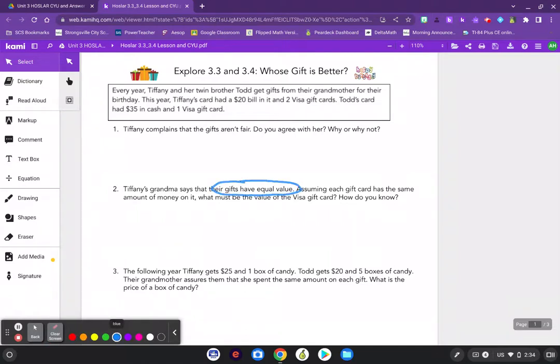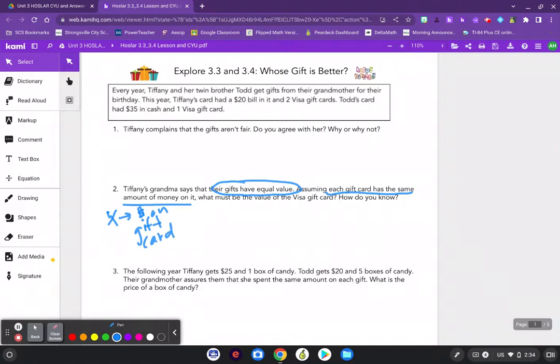Assuming each gift card has the same amount of money on it, what must be the value of the Visa gift card? So now I can say the gift card is going to have the same amount of money on it. If so, I can indicate a variable to represent that. I'll call it X. X is the amount of money on each gift card, so each gift card has X dollars on it.